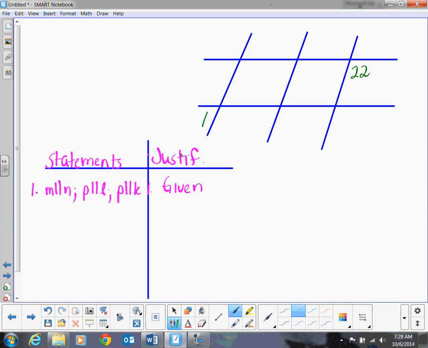Okay, look at your picture and tell me what angle 1 is congruent to. Do you have a worksheet? Does anybody up there have a worksheet? Nick, do you have a worksheet? Can she look at it? Okay, Hope, what is 1 congruent to? Where do you want to go?